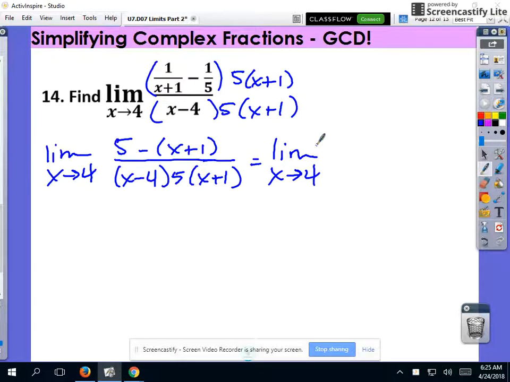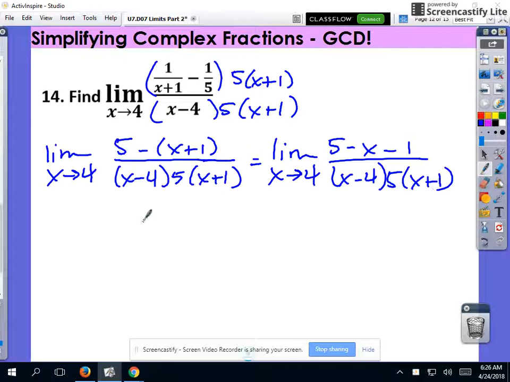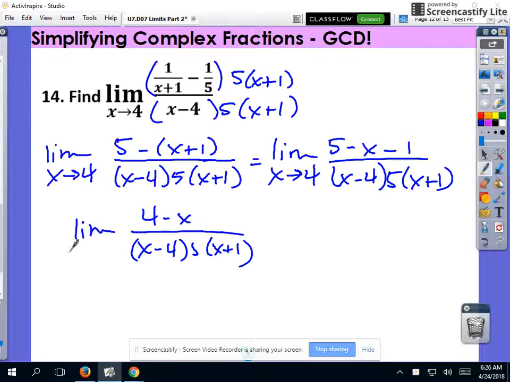Okay, so if we distribute, we got 5 minus x minus 1. Leave it alone on the bottom. Don't do anything with the bottom. All right, and then the top, 5 minus 1 is 4. So we get 4 minus x over x minus 4 times 5 times x plus 1. Limit as x approaches 4. Okay, so I'm seeing something that's similar but not the same: x minus 4 and 4 minus x.